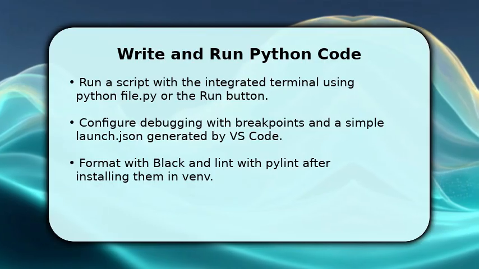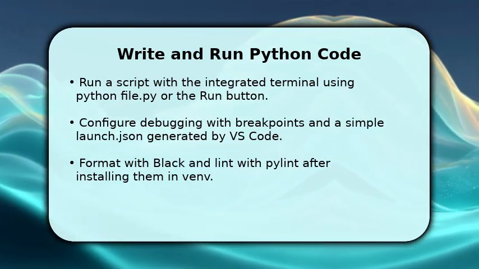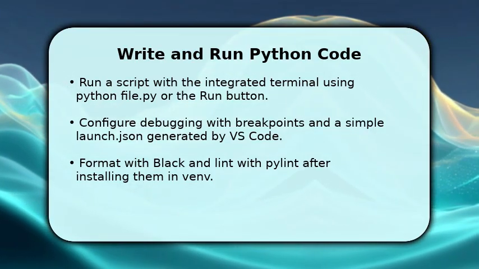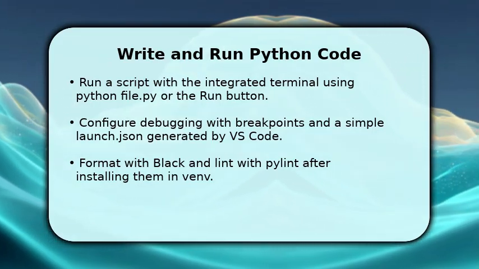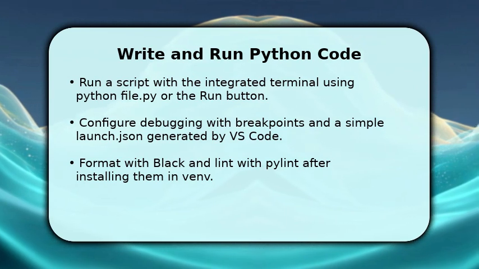Generate a basic launch.json when prompted to configure arguments and working directory. Use pip install black pylint to format and lint, then run the formatter to fix style issues automatically.